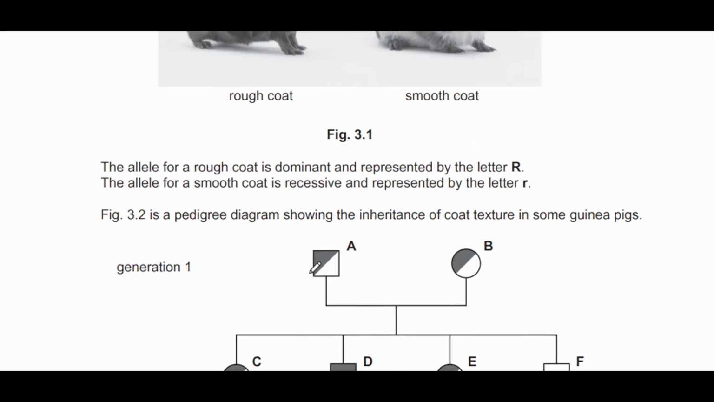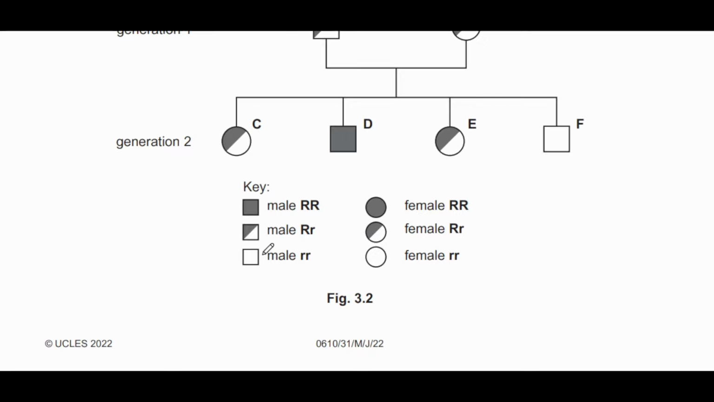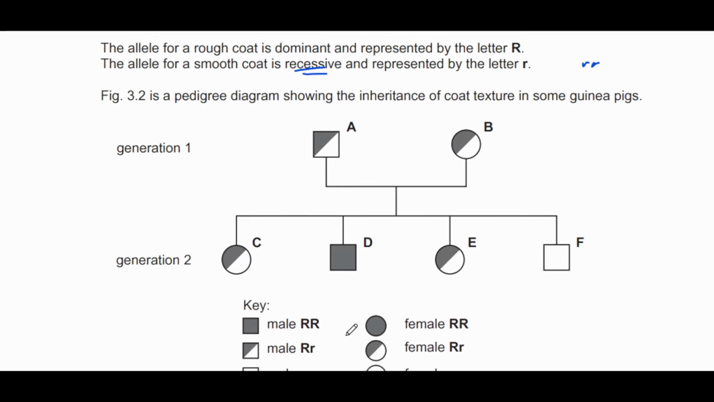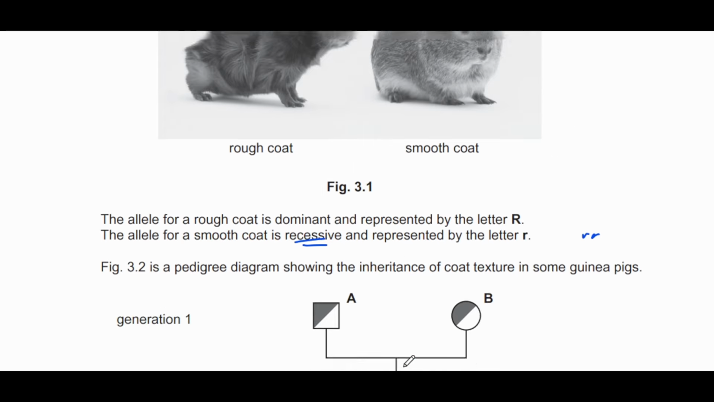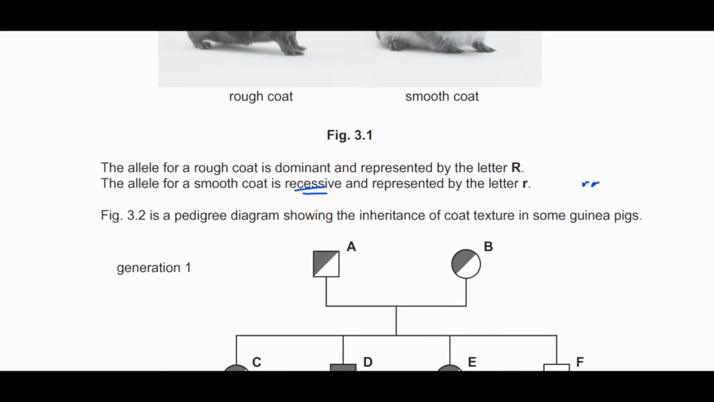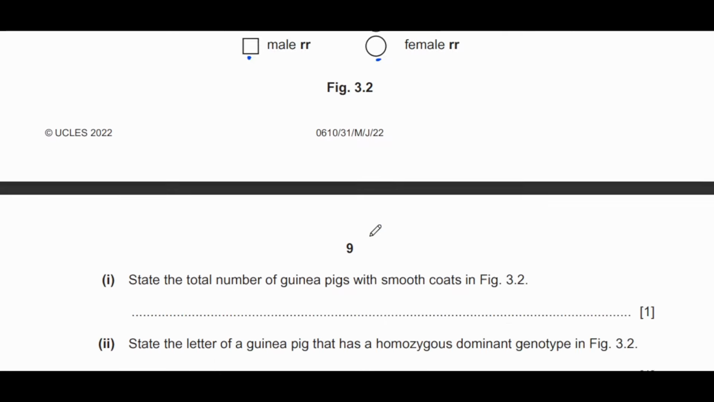Pedigree diagram showing the inheritance of coat texture in some guinea pigs. Okay, so question. State the total number of guinea pigs with smooth coats. Okay, so smooth is recessive, right? So recessive means you must have 2 small r's for it to be expressed, right? So if we look at a key, to have smooth coats, it needs to have 2 small r's. So therefore, we're looking for this one, this one, this one, right? These two. So in these 2 generations, how many of them will have smooth coats? Only one, only this one, only F. Okay, because it's the only one that's fully white. Therefore, answer is 1.